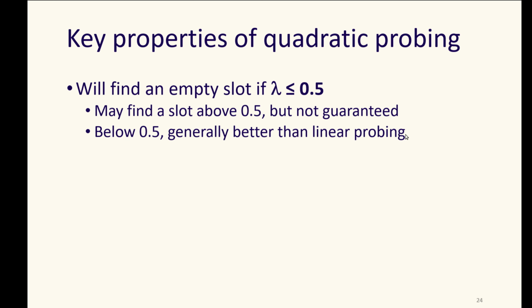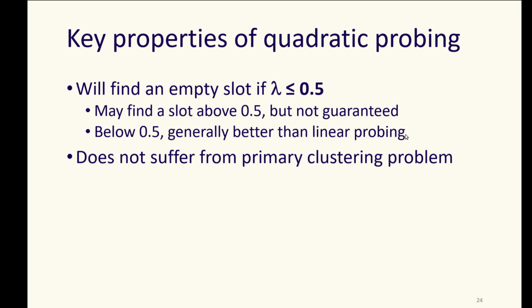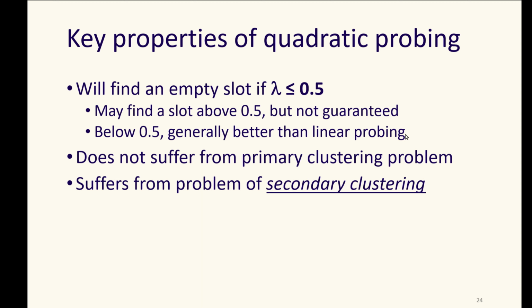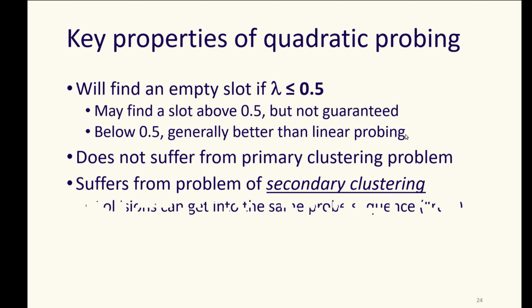We don't have to do as many tries. It doesn't suffer from that clustering problem. It does suffer from this problem of secondary clustering versus primary clustering, where we're all very localized. With secondary clustering, the collisions can get into the same probe sequences where you're stepping over the same locations because that quadratic will still follow a function. And so it's going to have similar behavior when you have a collision, and it might fill the slots that that particular collision maps to.